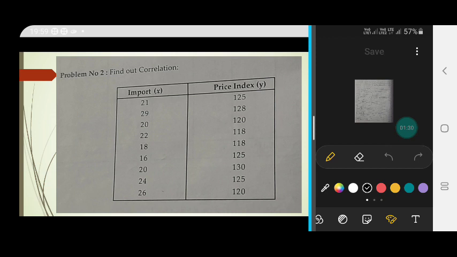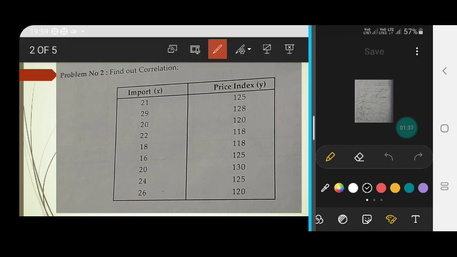Here you can see that we have been given two series, X and Y, where the X series has been indicated as imports and the Y series has been indicated as price index. In other words, X is a variable representing the import item and Y is a variable indicating the price index item. Here we have to calculate the correlation between these two variables, import and price index.